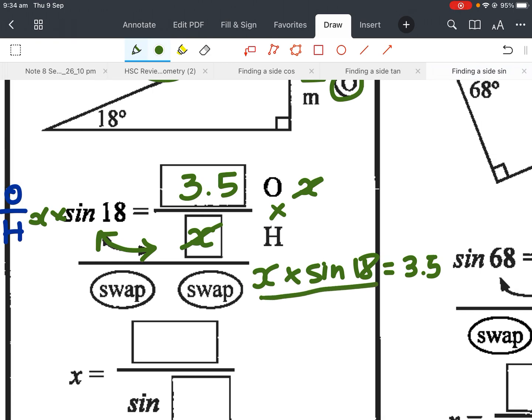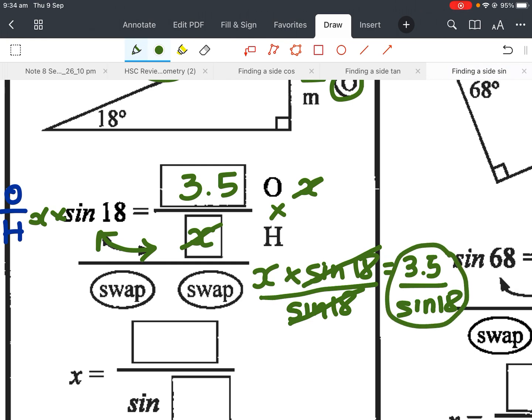So I do the opposite of timesing by sine 18, and I divide. Now what I do to one side, I must do the other. You'll notice on this left-hand side, there's a sine 18 on the top and the bottom, so I can cross them off. And I'm left with that on the right. And now I'm just going to rewrite that over here.